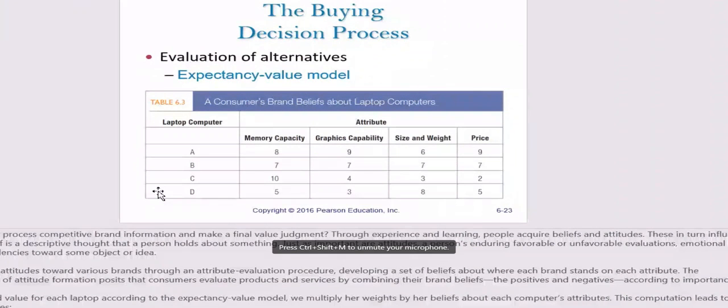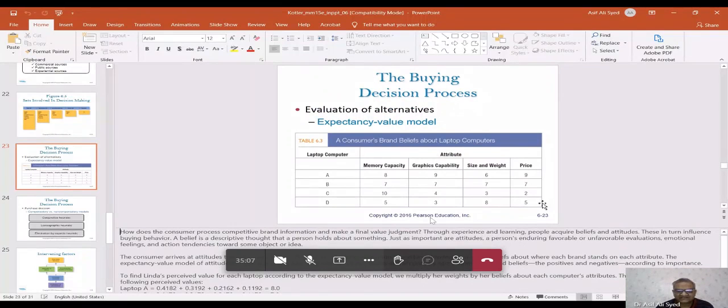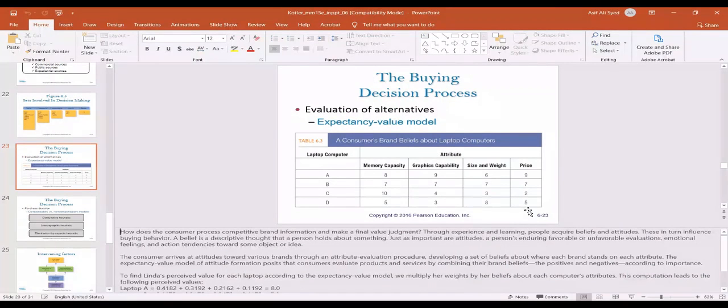Now, because this is a customized product which has a higher memory capacity, even higher than A, let us look at D, an offering called D. Now D has an average memory capacity. D has very little graphics capability, but D has a very efficient size and weight, and it is also priced low. So it could be more of a laptop that you can carry to your different work settings, where the price is also very economical. It is not very less, not very more.